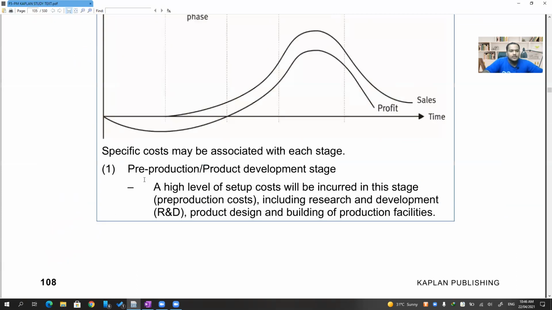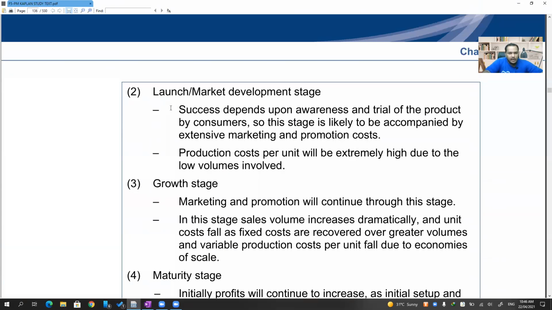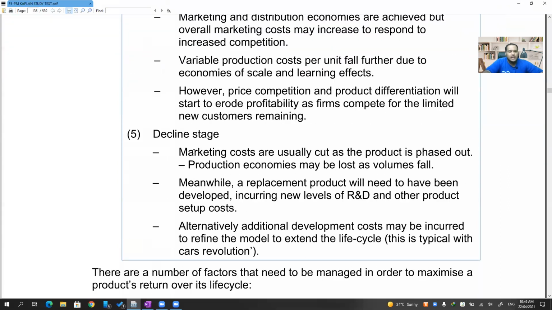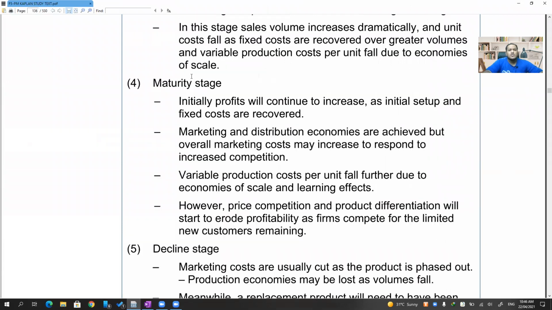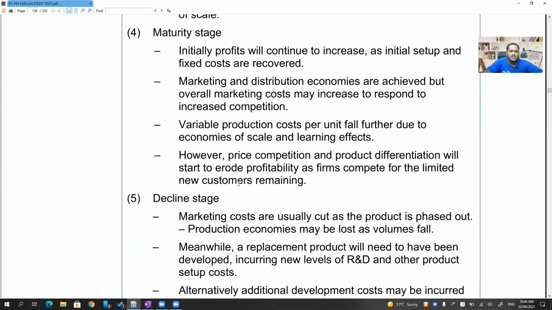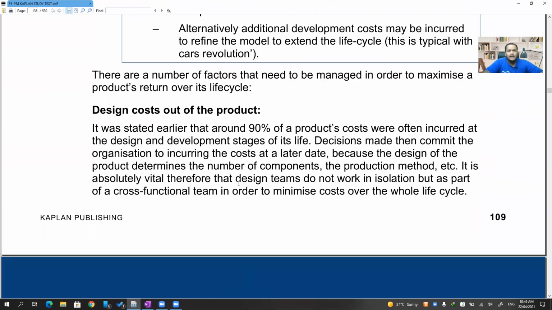Look at the 5 phases: pre-production or pre-development, that is research and development, then launching or the initial phase, then growth, then maturity, then decline. Each stage, what is happening, they are telling you. You can read that later. I have already covered much of these topics, so you can read it later.